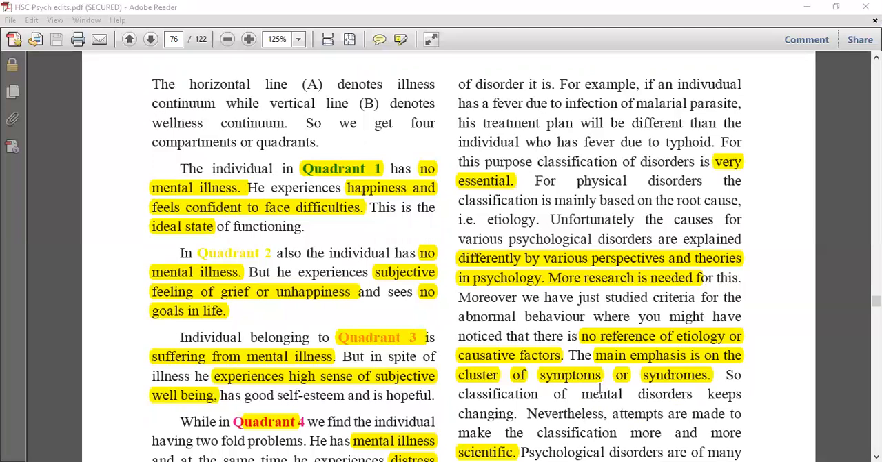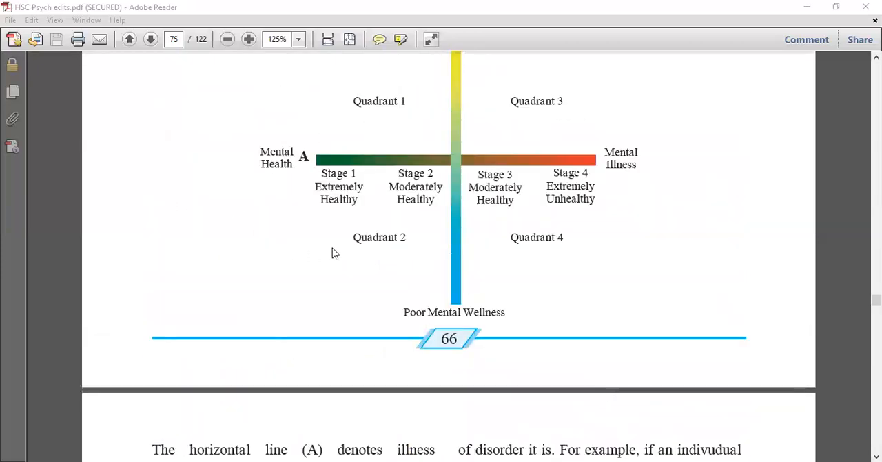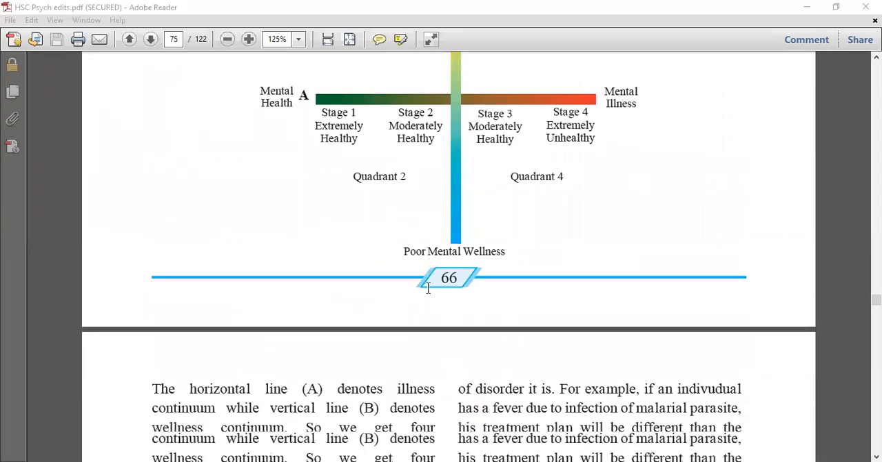Quadrant two is basically you have no mental illness, but you experience subjective feelings of grief or unhappiness and see no goal in life. Why? Because quadrant two has good mental health but poor mental wellness, no purpose. Those people who are doing well in life, they have everything they need, but they don't have a purpose in life.